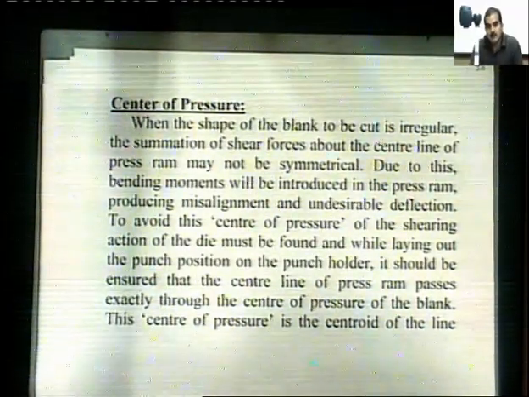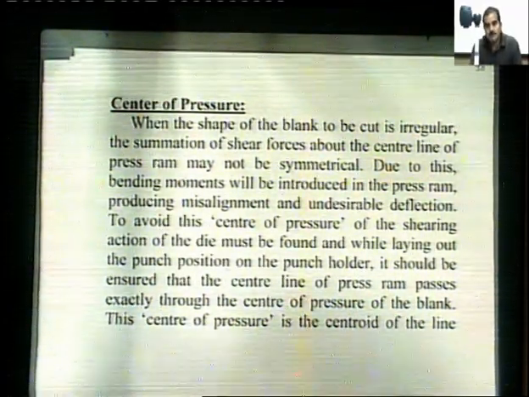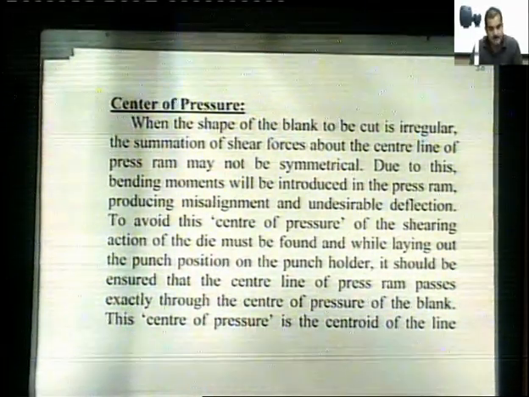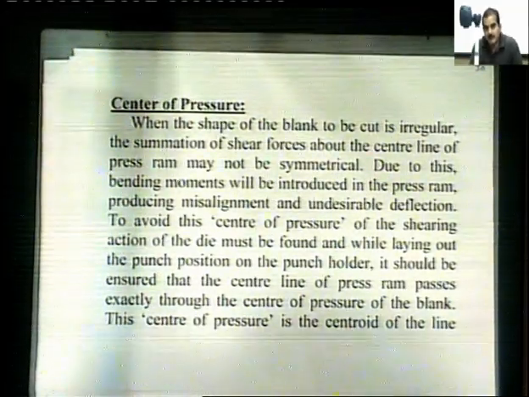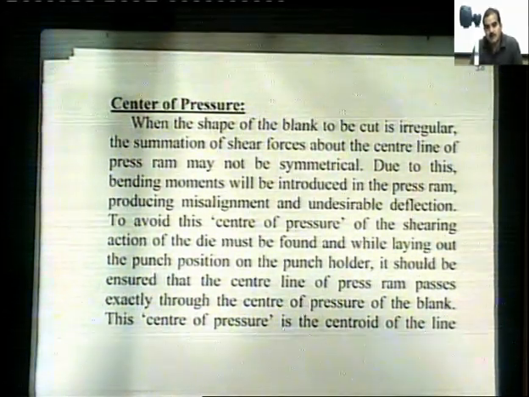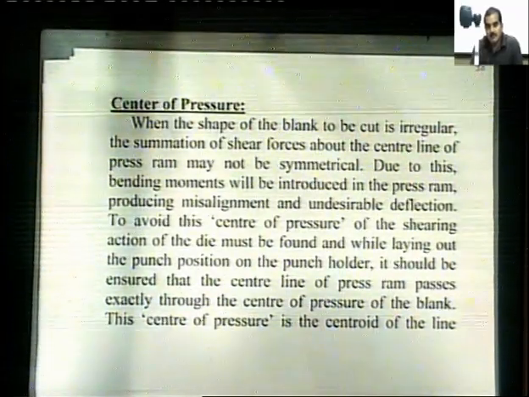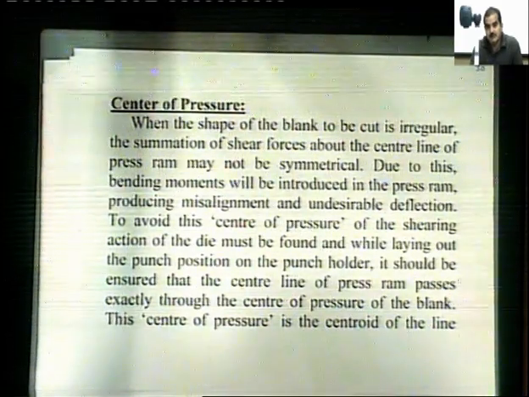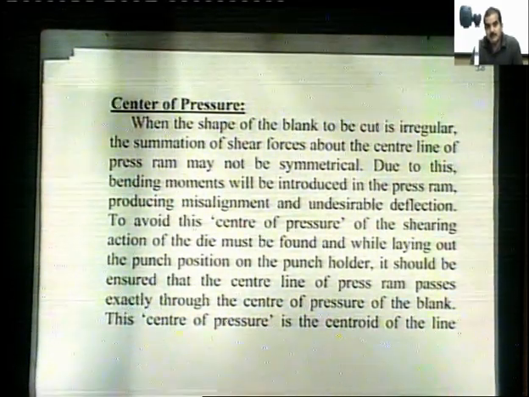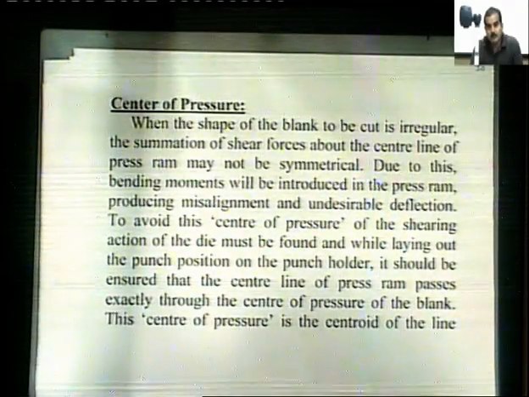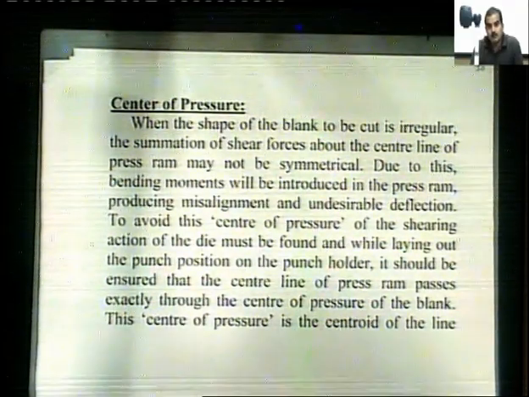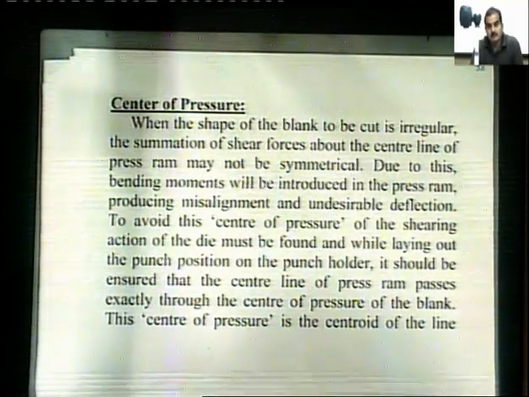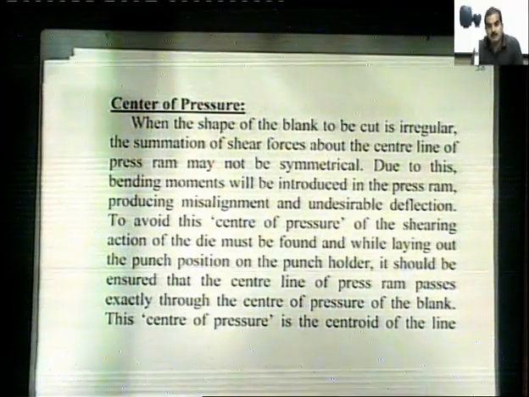Then comes alignment. For cutting operations, the position of the punch and position of the die should be very correct, meaning the alignment of punch and die should be correct. When the shape of the blank to be cut is irregular, the summation of shear forces about the center line of the press ram may not be symmetrical. Due to this, bending moments will be introduced in the press ram, producing misalignment and undesirable deflection.